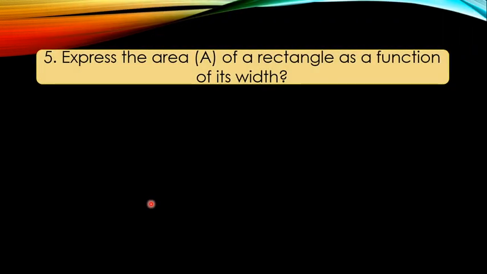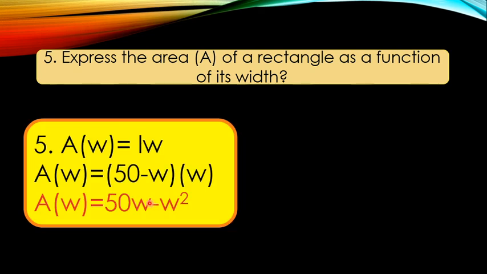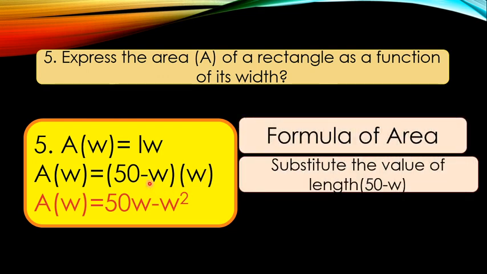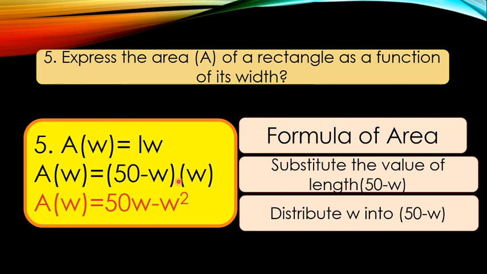Next, number 5. Express the area of a rectangle as a function of its width. Therefore, we can represent that as A of W. Then, the formula for area is length times width. Meaning, we are going to replace the L here with our value of length. A while ago in our first example, length is equivalent to 50 minus W, times the width, then multiply. So we arrive at W times 50 is 50W, W times W is W squared.